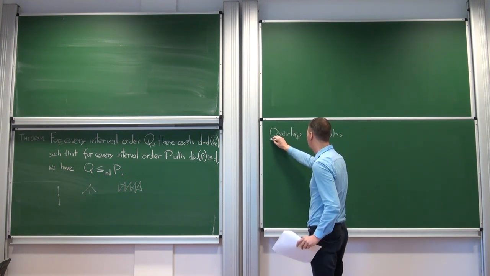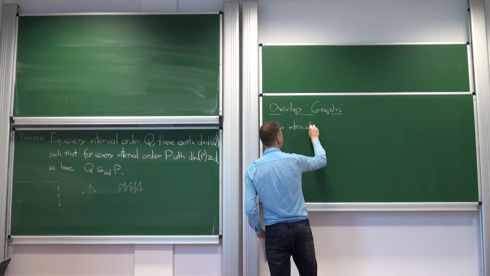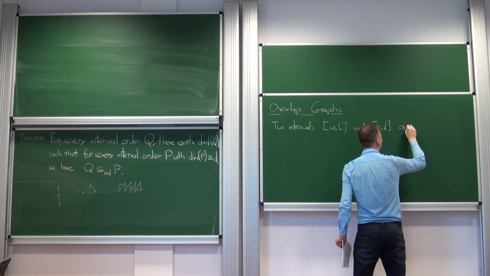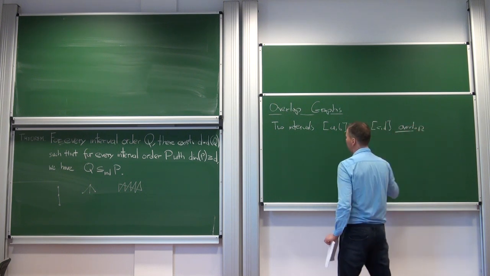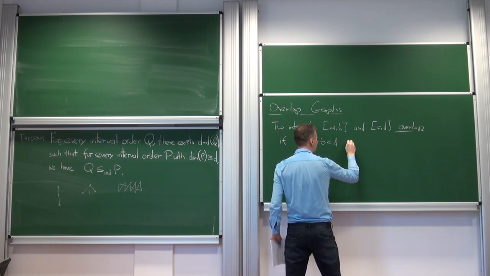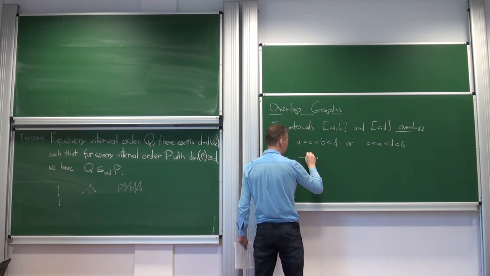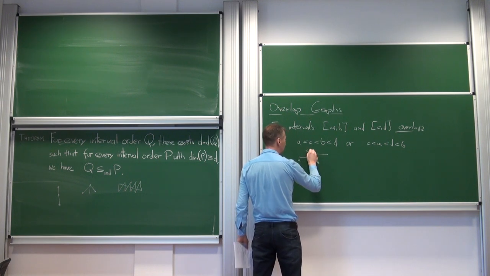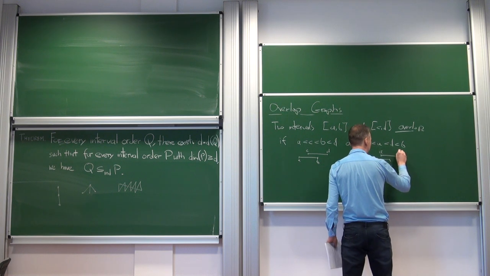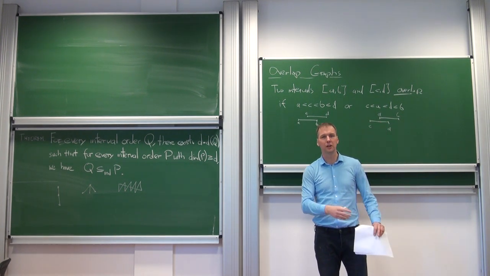So first of all, two intervals AB and CD overlap if A is less than C, less than B, less than D, or C is less than A, less than D, less than B. So here it would be that AC is the first step, and AB is the first one, and CD is the second, and here it is the other way around. So that's an overlap. And now, a graph is an overlap graph if it admits an interval representation such that whenever we have an edge in the graph, the corresponding intervals overlap.